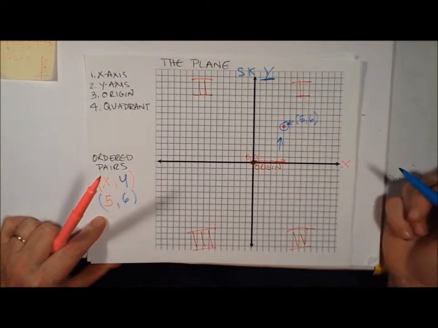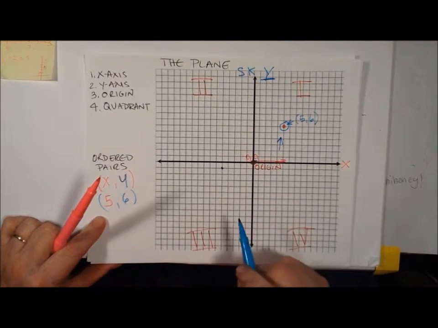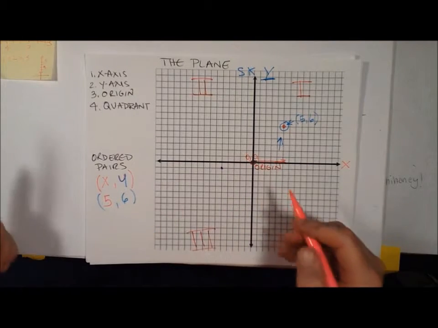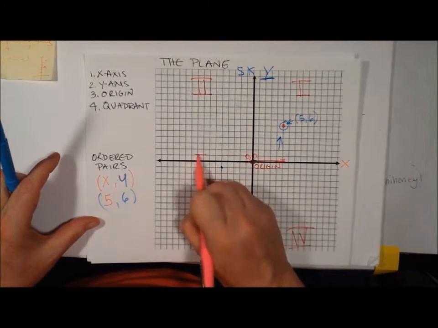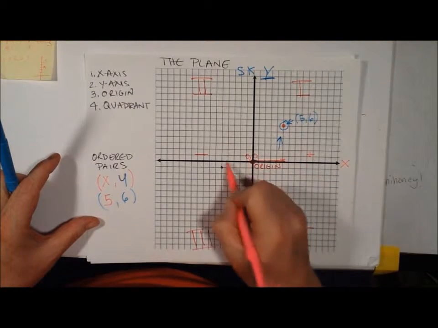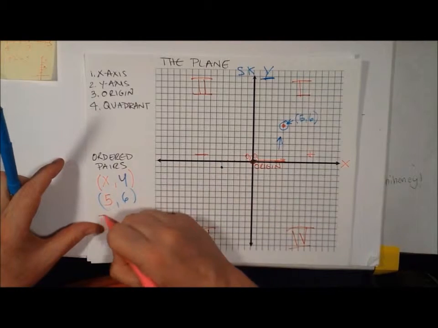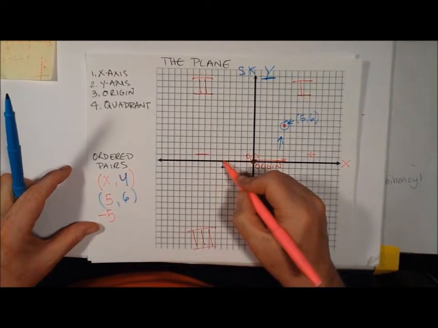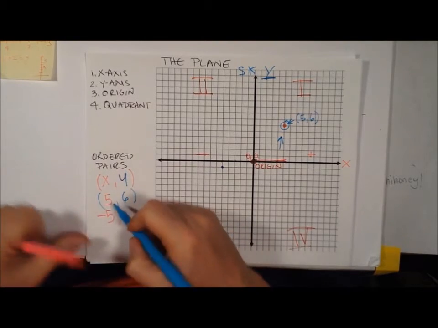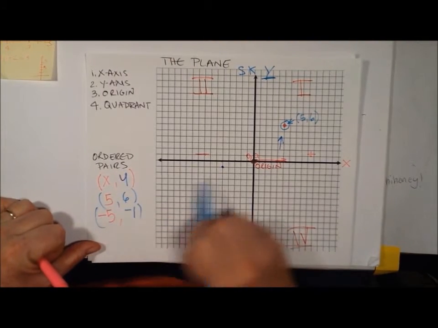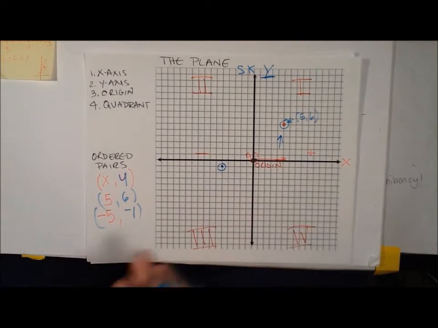If I have another point that's here, for instance, first I look at my x, and here's 0. If I'm going this way, these are negative numbers and these are positive. So this will be negative 5, and down, negative 1. That is the specific address for that particular point.